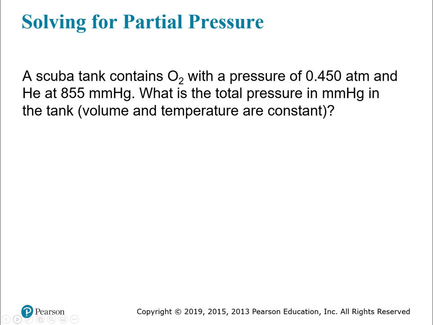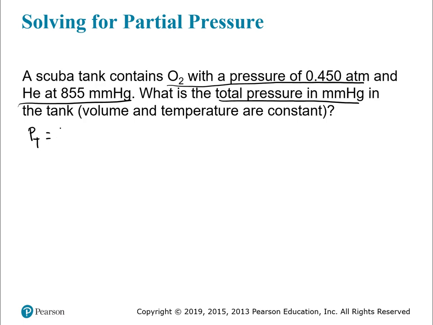Let's do a sample problem. A scuba tank contains oxygen gas with a pressure of 0.450 atmospheres and helium at 855 millimeters of mercury. What is the total pressure in millimeters of mercury in the tank, assuming that volume and temperature are constant? So we've got two gases, oxygen and helium, and we're asked what is the total pressure in millimeters of mercury.